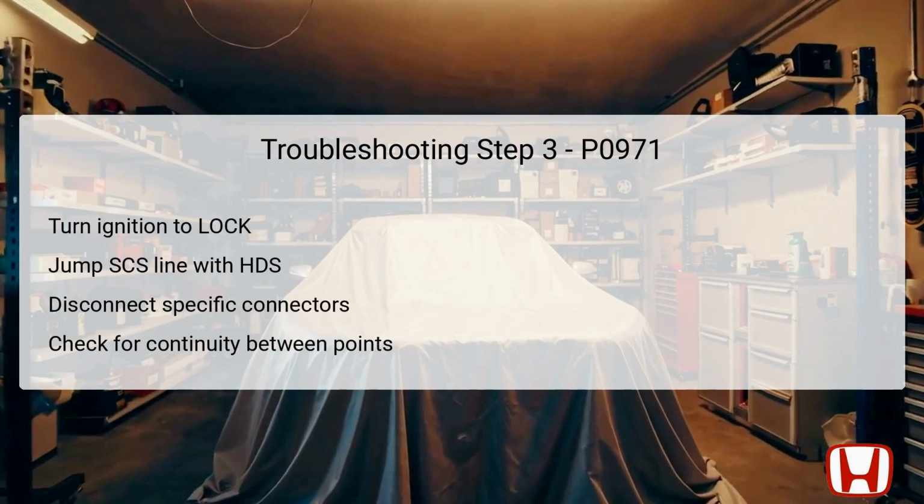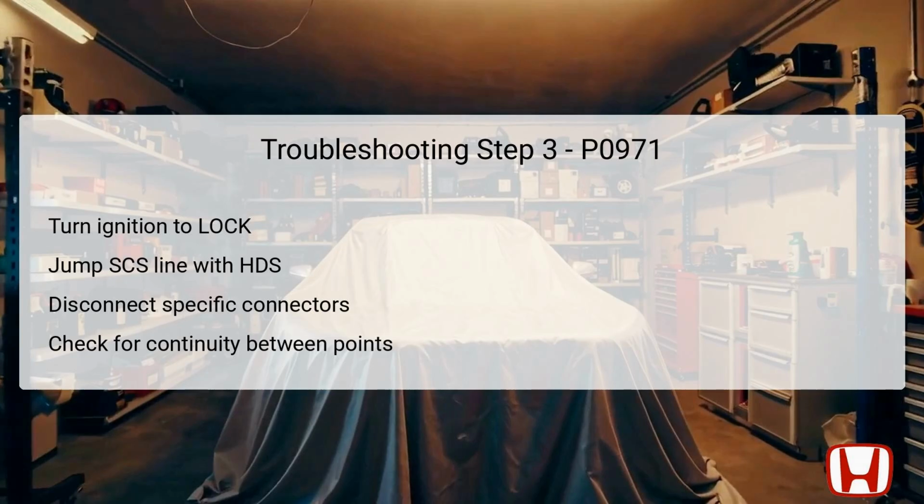The third troubleshooting step entails checking for a possible short circuit within the wiring harness associated with the CVT clutch pressure control solenoid line. To start, turn the ignition switch to the lock position or switch the engine operation to off mode to ensure safety while working with electrical components. Next, use the HDS tool to jump the SCS service check signal line. This action allows for a systematic inspection of the control circuit.